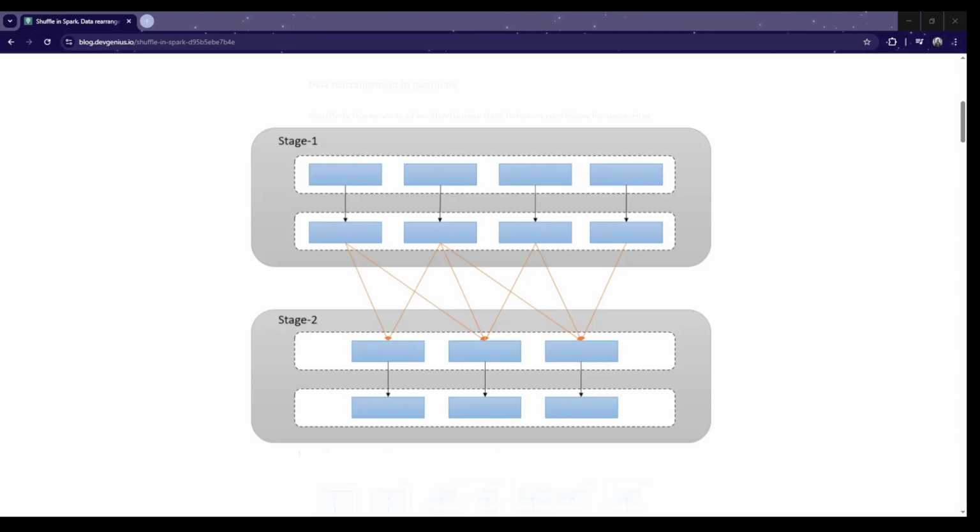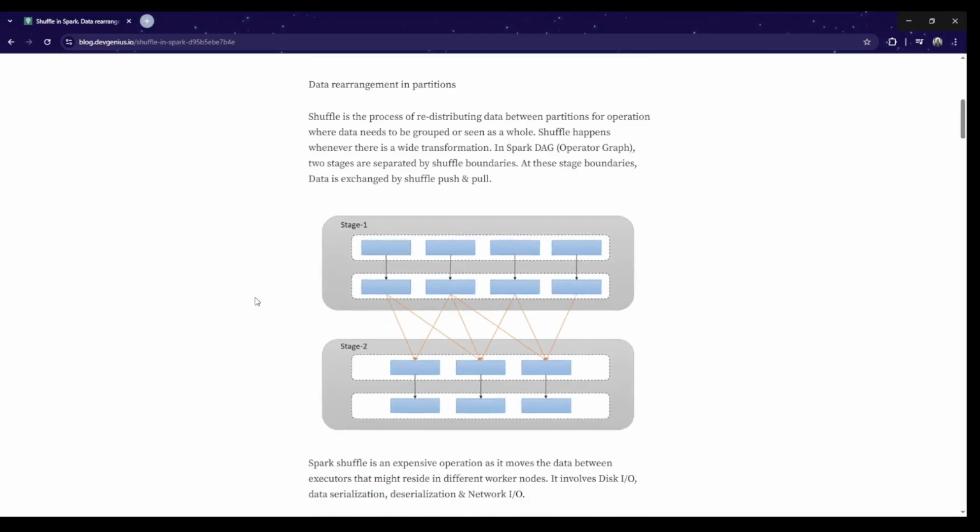Okay, so to understand what a shuffle is in Spark, we will have to understand how Spark stores data. Spark stores data in partitions as a data frame, which is a logical layer on top of RDDs, which are distributed across nodes, and one partition of Spark is processed by one executor. So that's the basic concept.